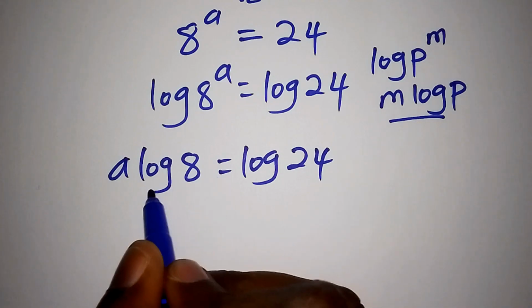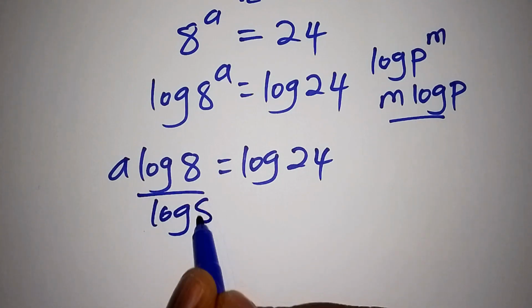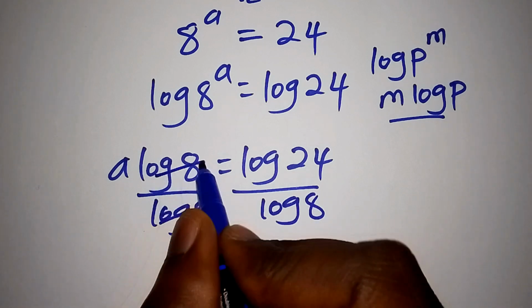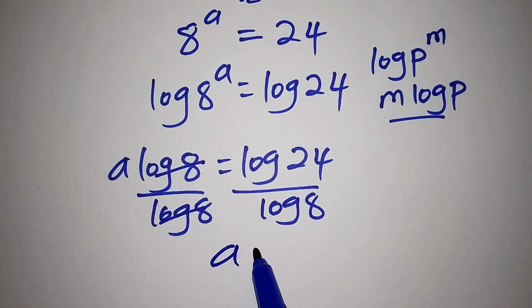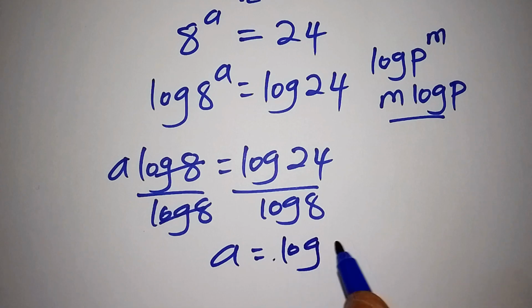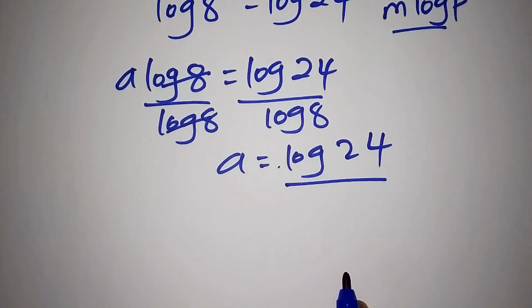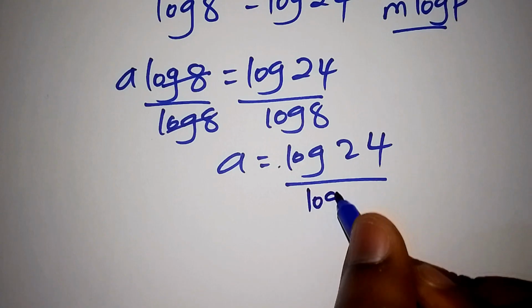Finally, we shall divide both sides by the log of 8. So here also by the log of 8. So log 8 and log 8 shall cancel. Now our value for a equals the log of 24, all over the log of 8.